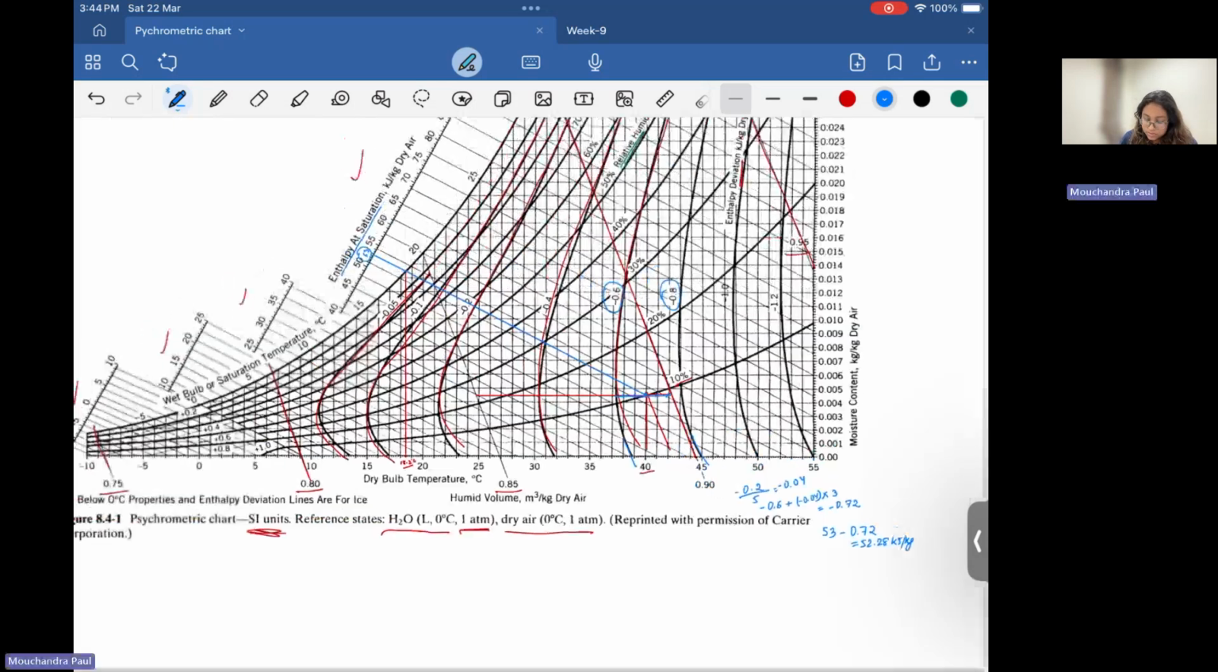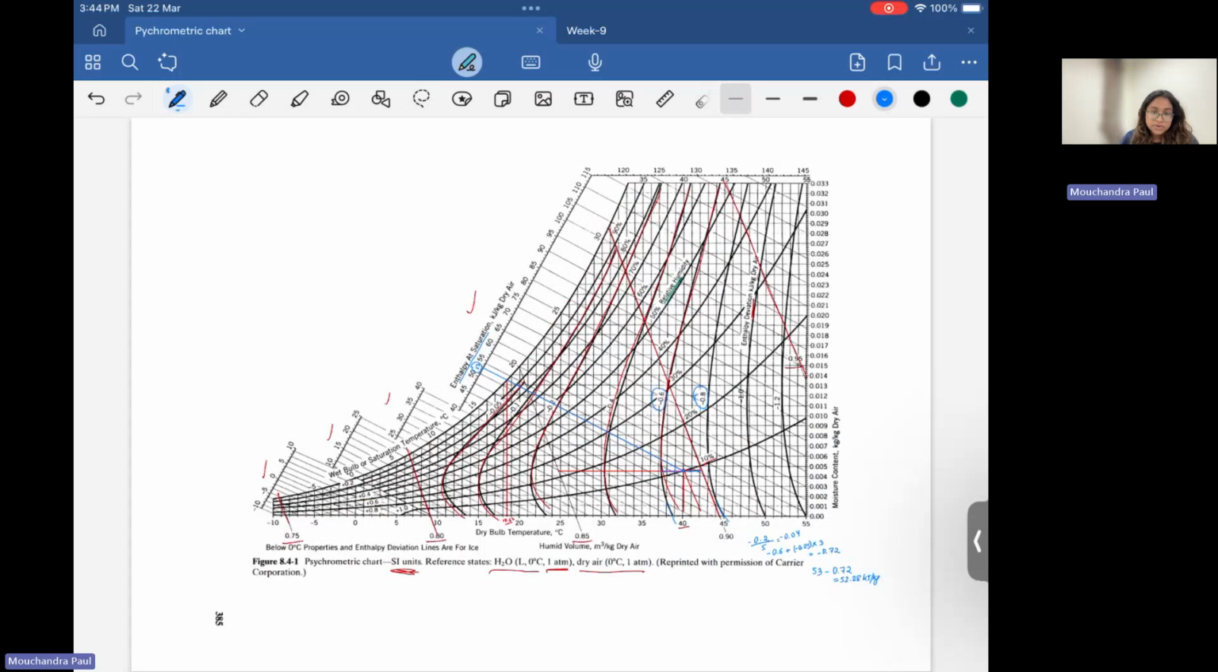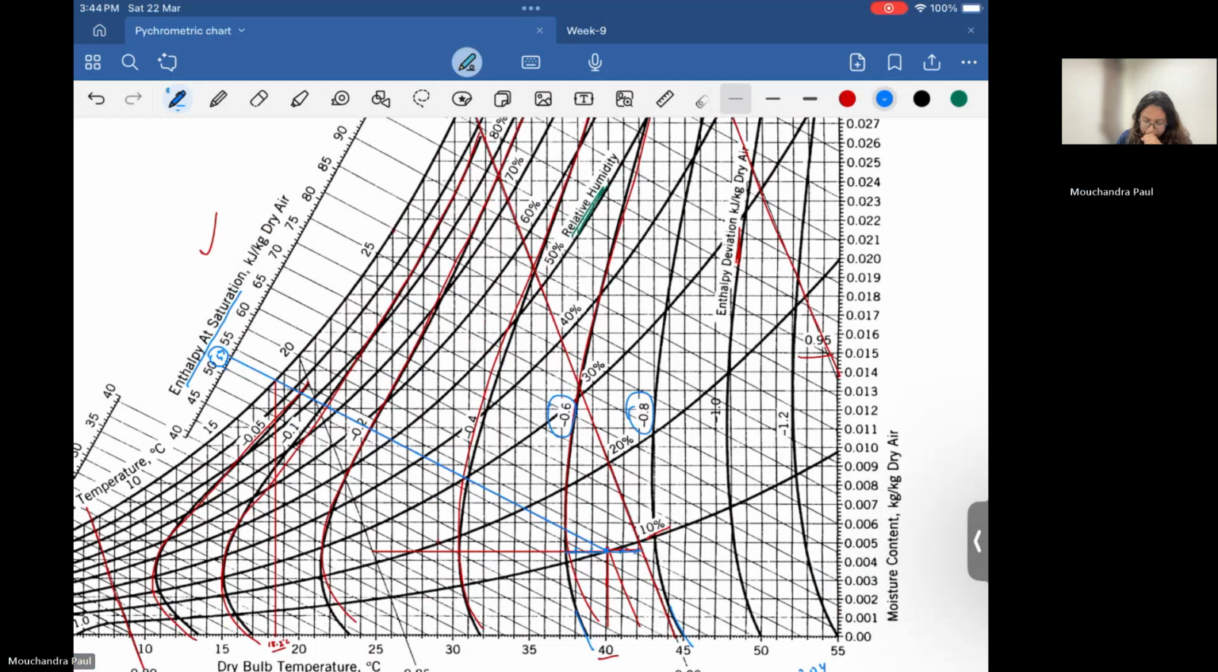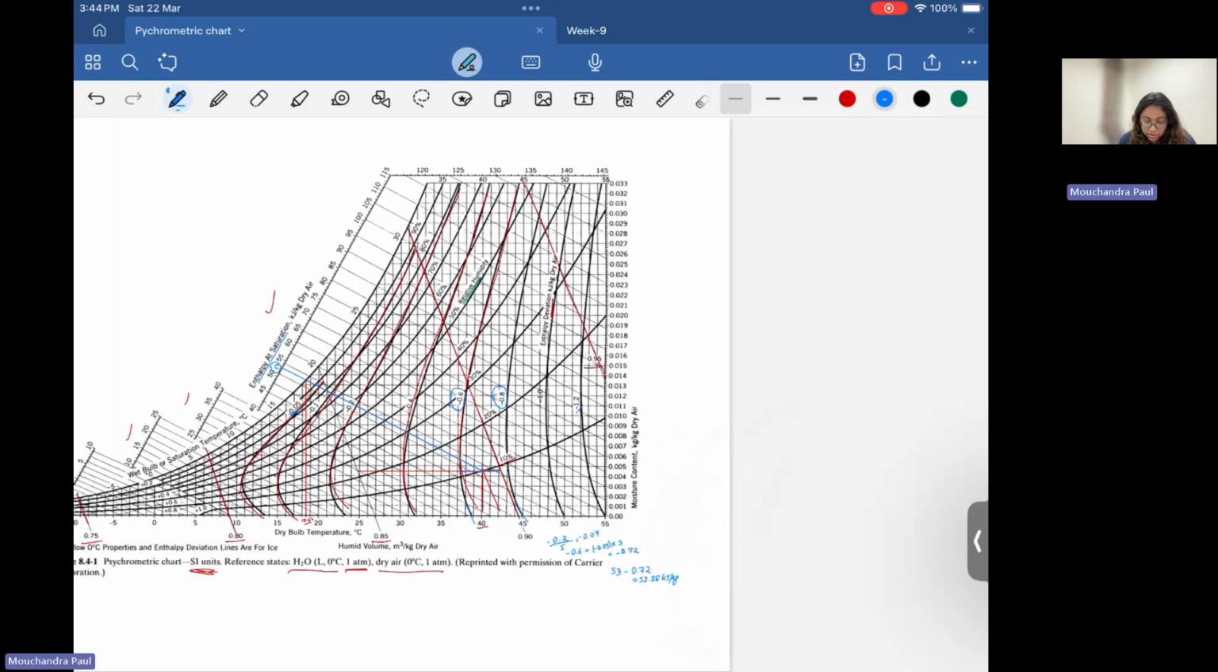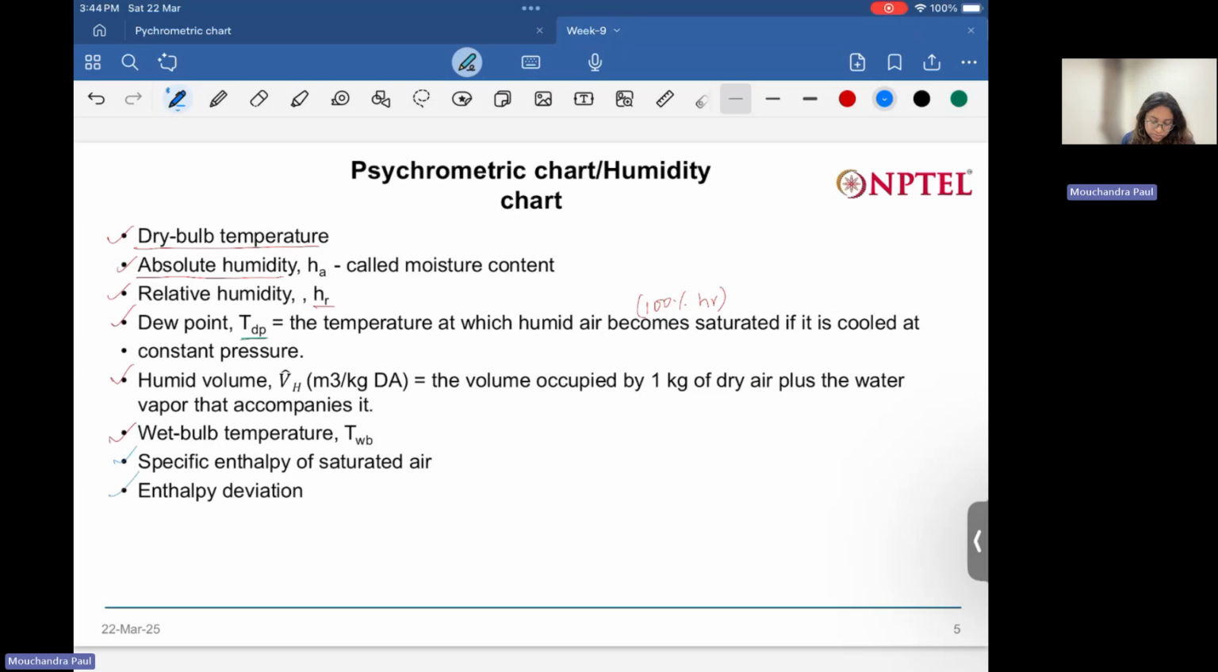All right. So that is how you can calculate specific enthalpy at the given condition, by using the enthalpy saturation and enthalpy deviation curves. You see, they have given enthalpy deviation curves starting from minus 0.05 to minus 1.2. Now, if everything seems clear, we will continue with some problems based on this theory.